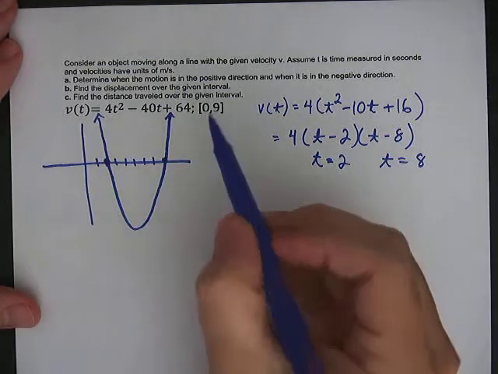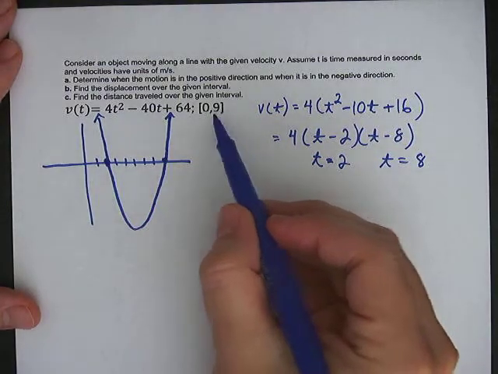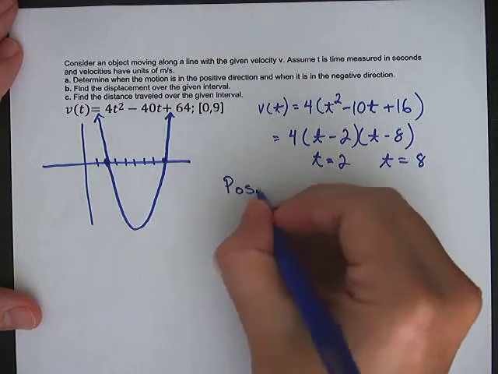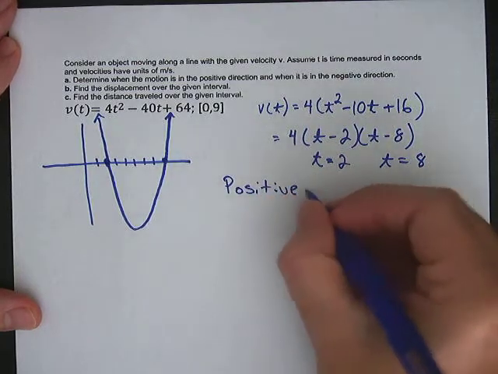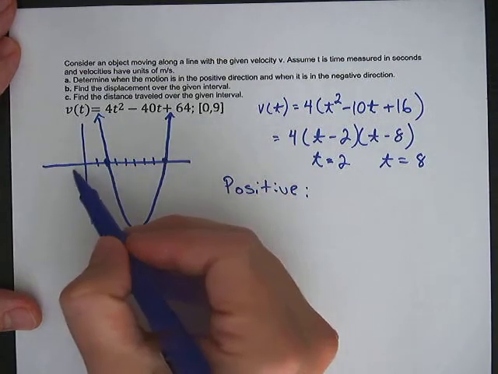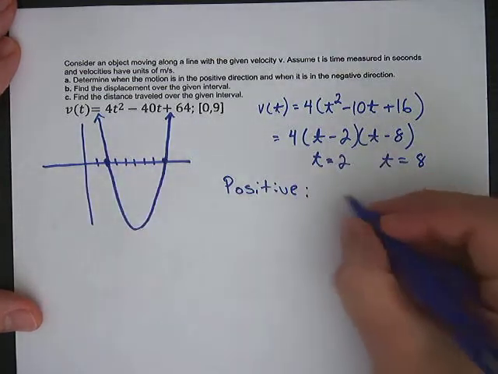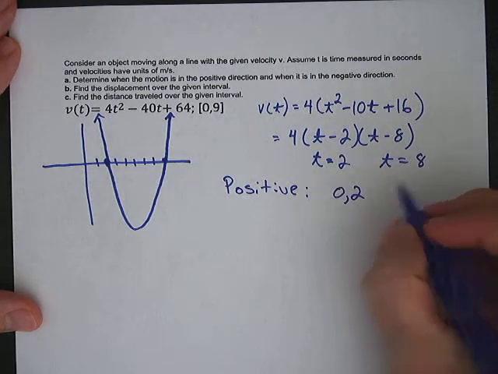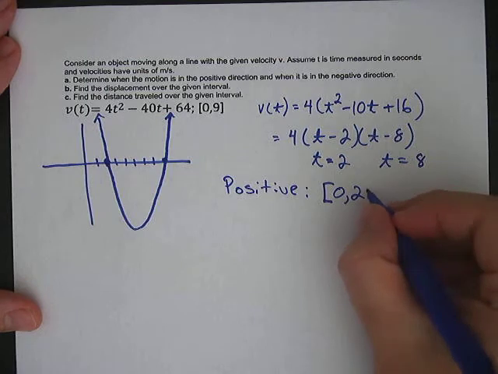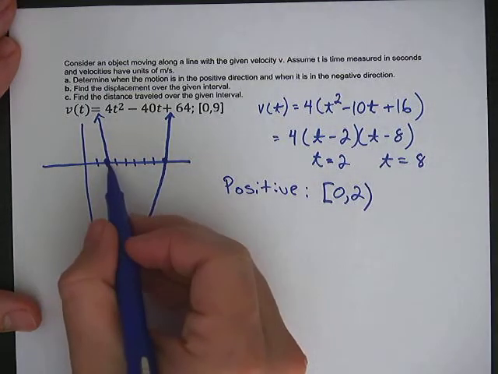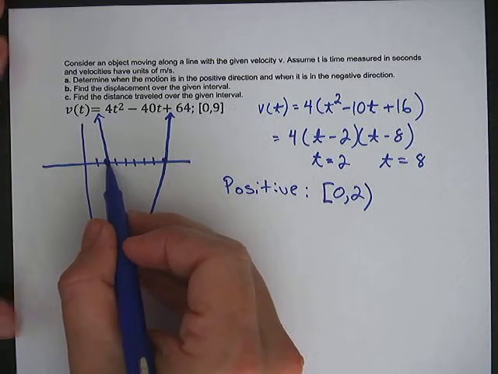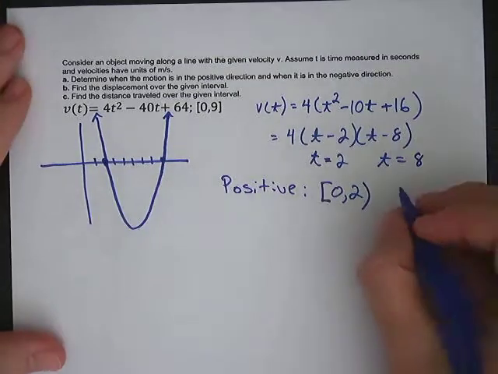Okay, so also notice your interval is from 0 to 9. It includes the endpoints. Okay, so let's go ahead and write down the positive direction. Positive direction is going to be from 0, because that's where our interval starts, to 2. Okay, 0 to 2. Now we're going to include that 0 endpoint by using a bracket. We're not going to include the 2, because looking at the graph, the velocity isn't positive or negative at 2, it's 0. Okay, so we won't include that.